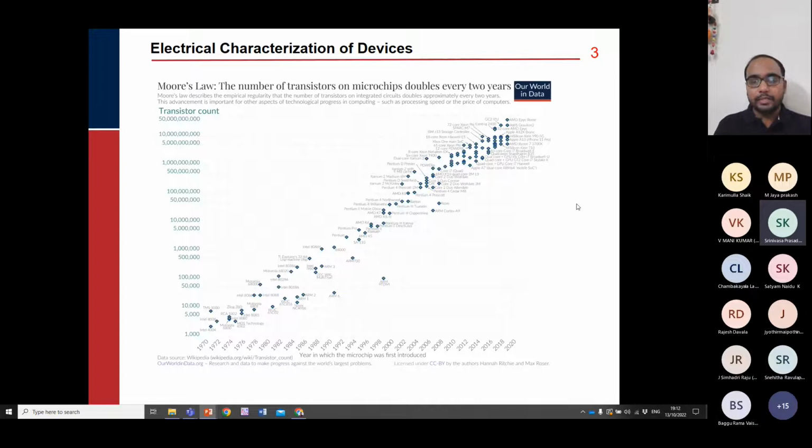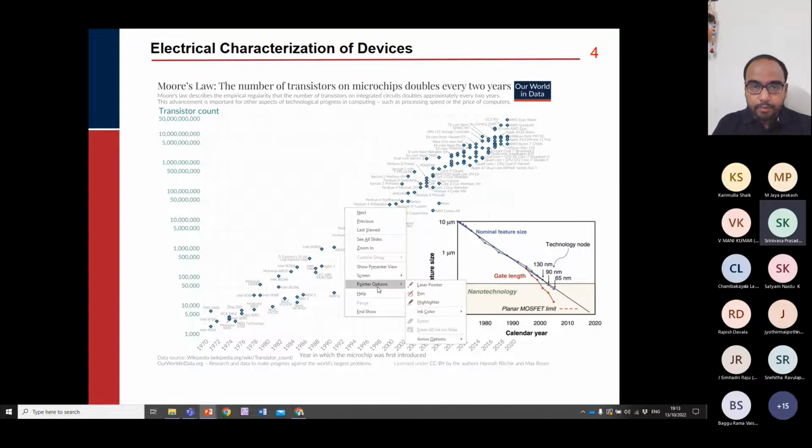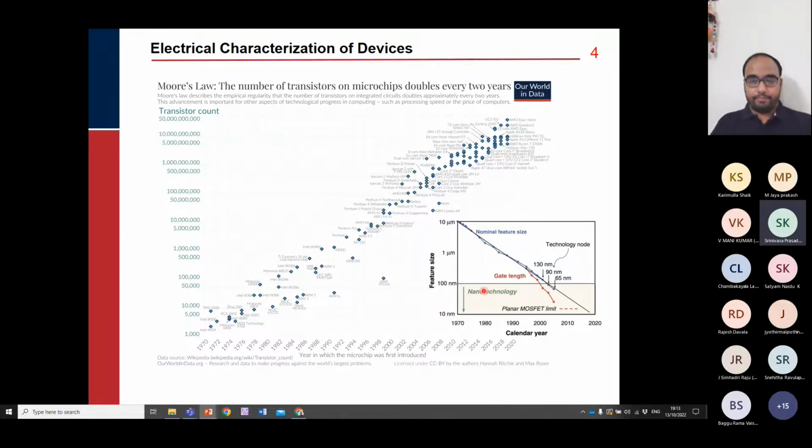As a result of that, something very interesting has happened. If we look at this graph here on the bottom inset, we can see that on the y-axis you have feature size, and on the x-axis we have year. Feature size can be something like the gate length or the typical dimension of a transistor.